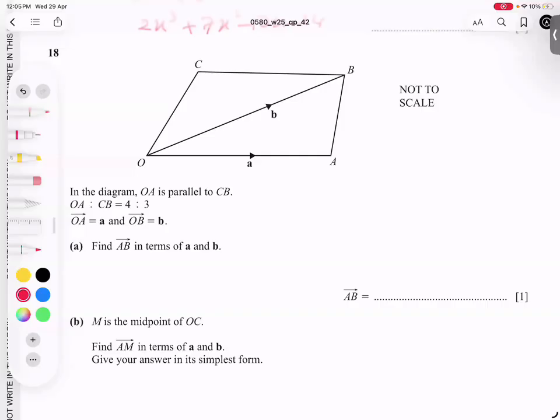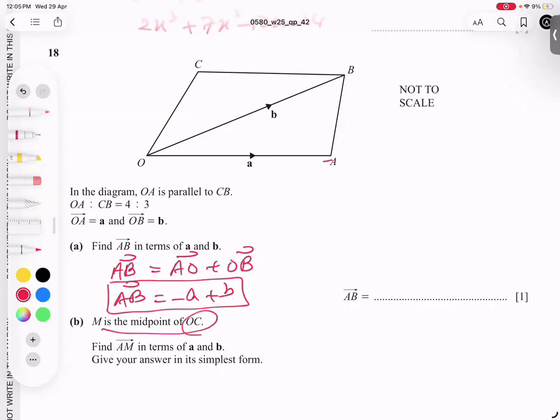Question number 18 we now have. We have 18 now, AB to find it. How to get AB? So simple, path of AB is A to O, O to B. So I'm writing here A to O plus O to B, and going backwards, so negative a, and plus b. So this AB is done.